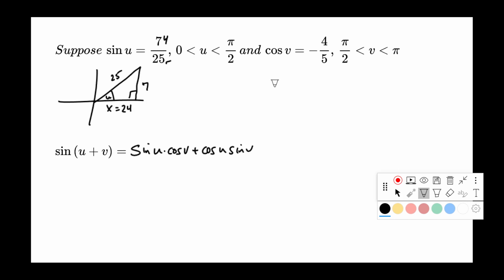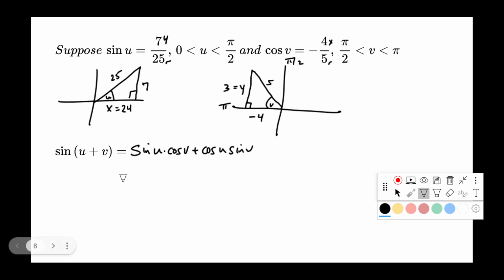Okay. And then cosine v is negative 4 over 5. V is between pi over 2 and pi. So v is here in quadrant 2. So let's make our triangle here in quadrant 2. Cosine is x over r. R has to be positive. X is negative. That makes sense. We'd have to find y, but it's 3. It's a 3, 4, 5 right triangle.